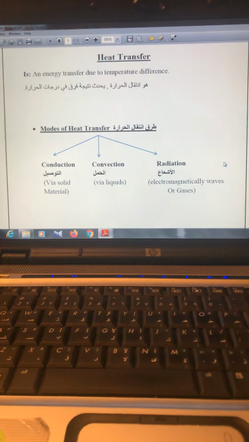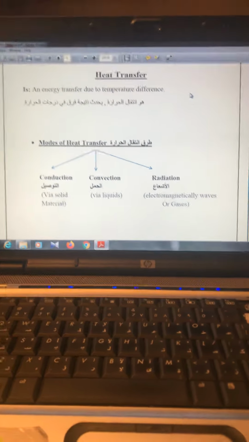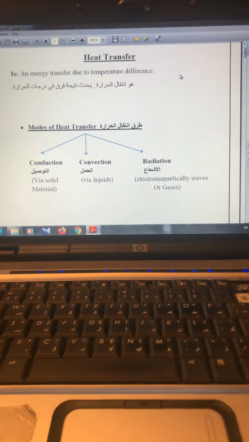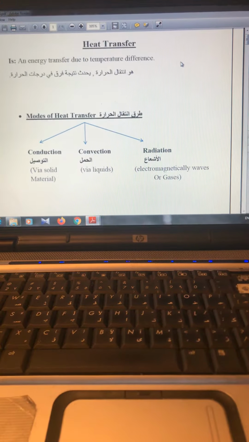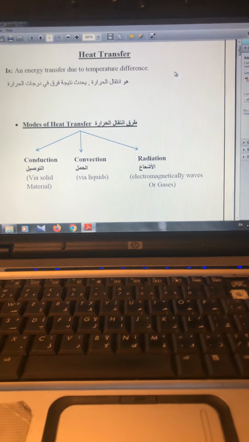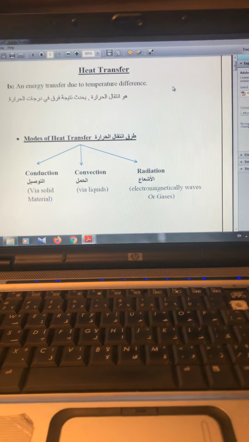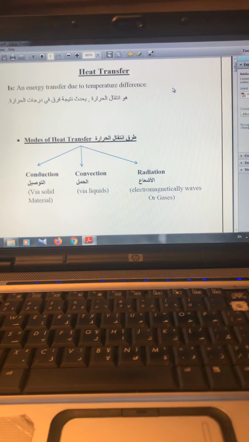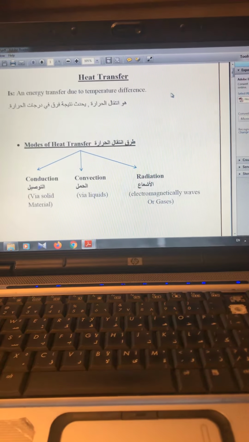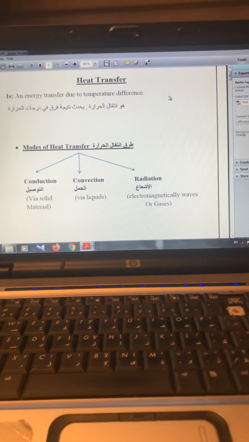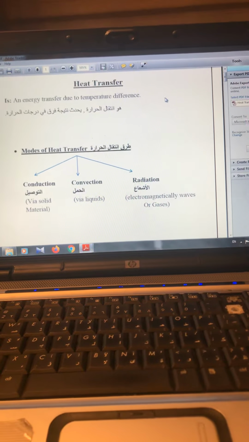As you see, it is the energy transfer due to temperature difference through three ways or three modes. The first mode is the conduction, convection, radiation. So what does this mean? There is a surface that contains heat, and there is a temperature difference in and out. And there are, for example, two materials close to each other. So the heat will flow from one material to the other material.